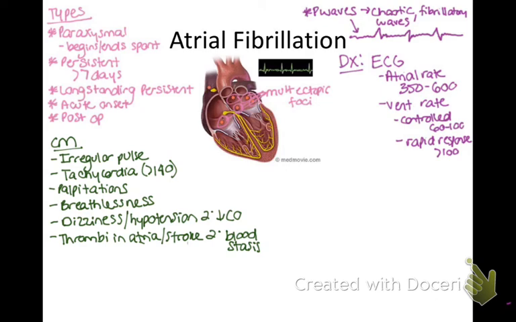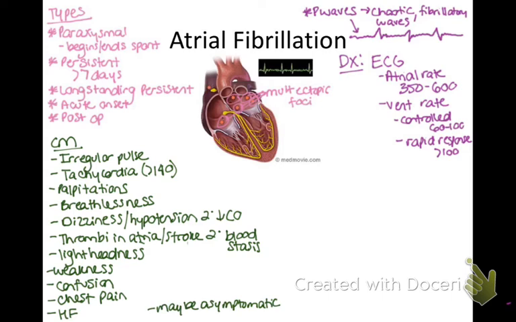And the big problem is that atrium is just quivering. So, what is the blood doing? Is it going anywhere? No? So we got stasis. What happens when we get venostasis? What forms? Clots. Okay? So they're at really high risk for stroke or pulmonary embolism. Lightheadedness, weakness, confusion, chest pain, heart failure. All of this. It's all the kind of stuff we've talked about.